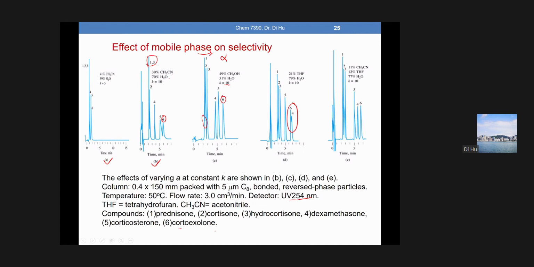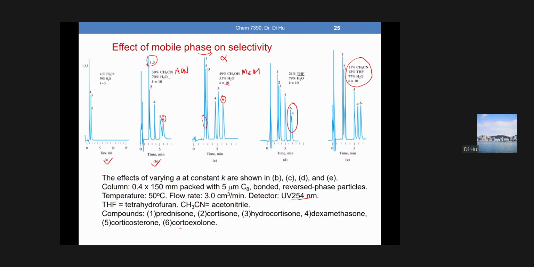Now you have tried the single combinations of water plus organic modifier: water plus ACN, water plus methanol, and water plus THF. If it's just a single organic modifier, it doesn't work. Then you may try several additional experiments involving systematic variation. Eventually it was found that using 77% water, 12% THF, and 11% ACN, the peaks can be well separated.